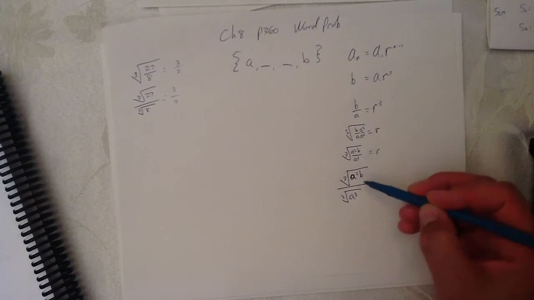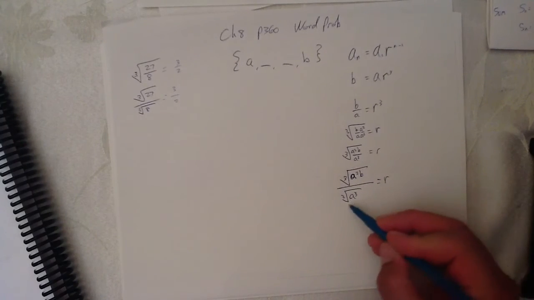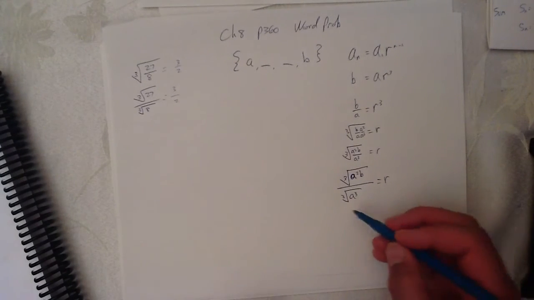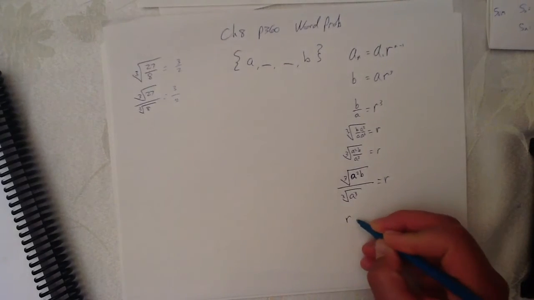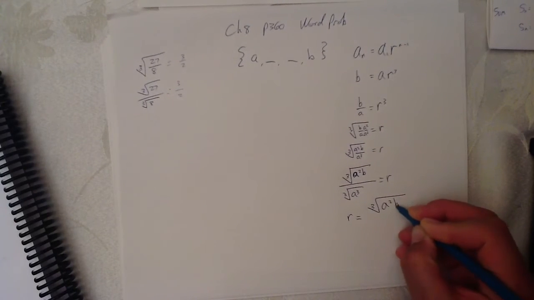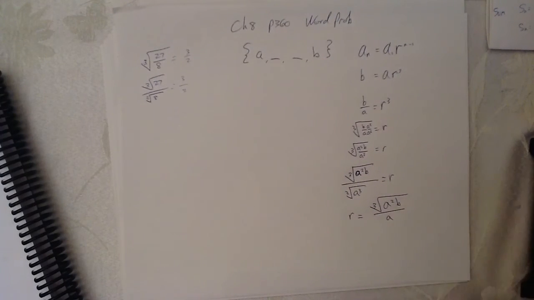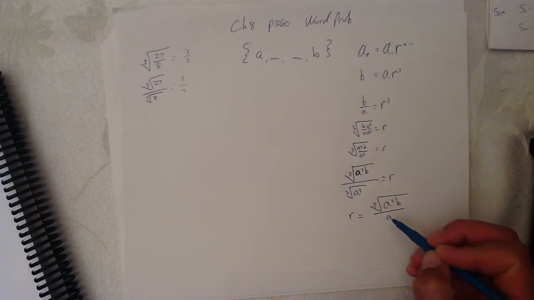The cube root of all that junk is the cube root of this junk over the cube root of that junk. Well, bonus here is that the cube root of A cubed is A. So we end up with R equals the cube root of A squared B over A. Now that's ugly, that's scary, that's terrible, but on the benefit here, we've got A on the bottom. So what do we do with R?